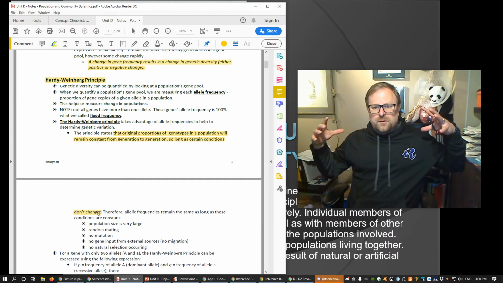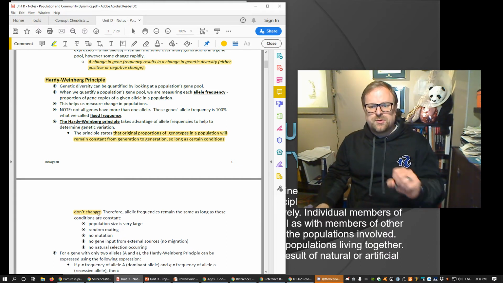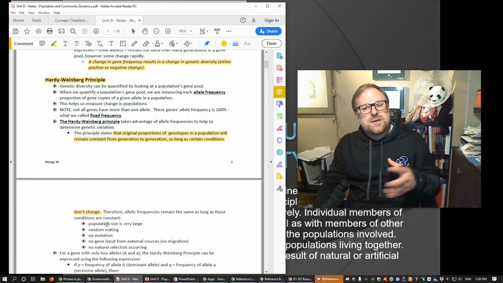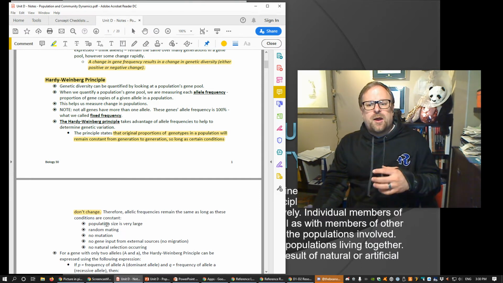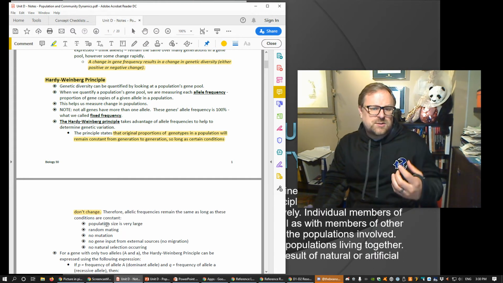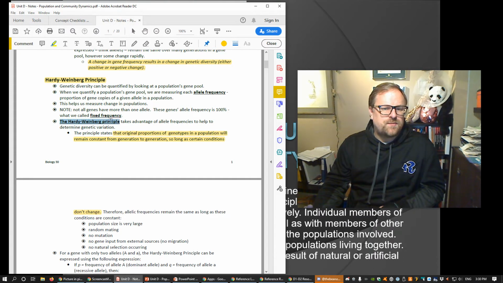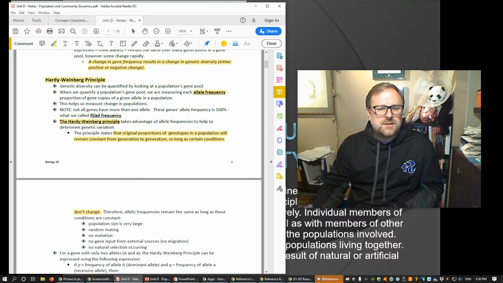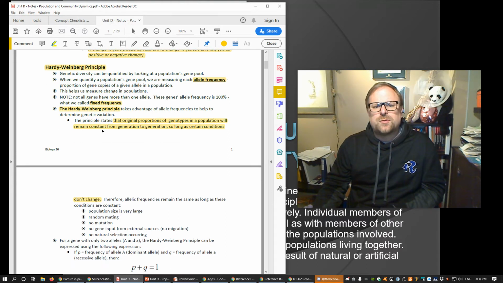So if you have certain conditions being met, and we'll discuss what those are in a second, I'll highlight them for you, then a population is going to remain the same in perpetuity. If those conditions change at all, then a population is going to change. That's what the Hardy-Weinberg principle says. Make sure you understand what we mean by allele frequency, and I think the videos do an excellent job of explaining that. And maybe have a quick definition of what fixed frequency is as well.